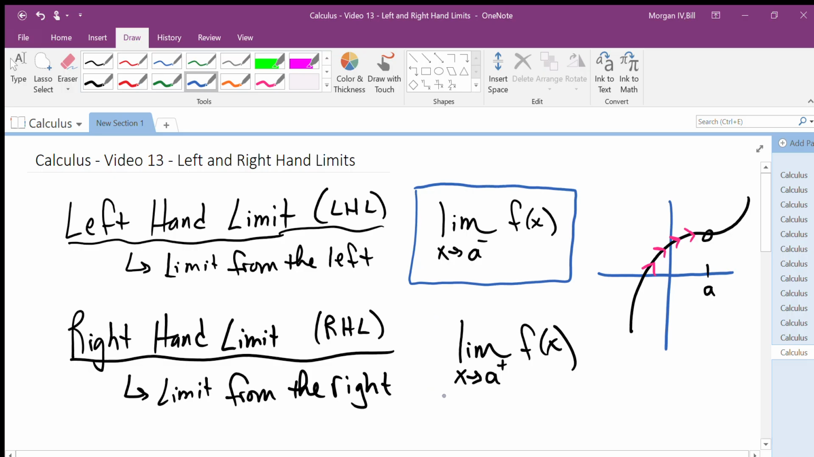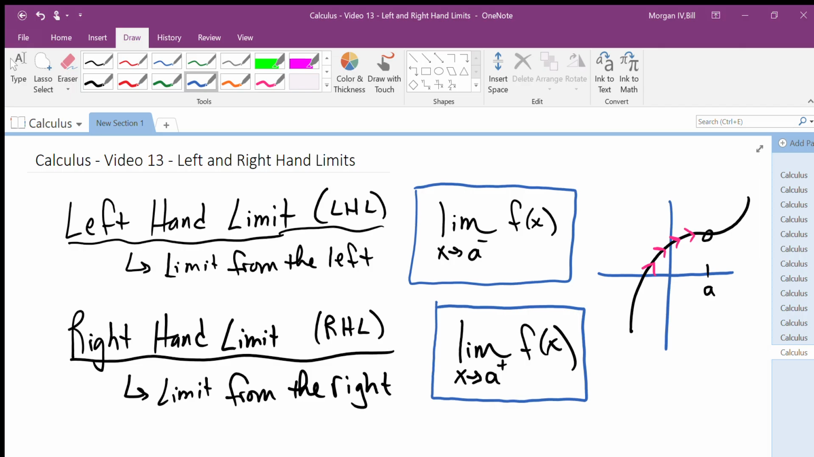The right-hand limit, or RHL, or limit from the right, is the same idea, where we have the limit as x approaches a with a plus sign in the superscript of a. Kind of like an exponent, but it just means from the right of our function. As x approaches the value of a from the right, what is the y value doing? That's the right-hand limit. Negative sign on the exponent of a, left-hand limit; plus sign, right-hand limit.